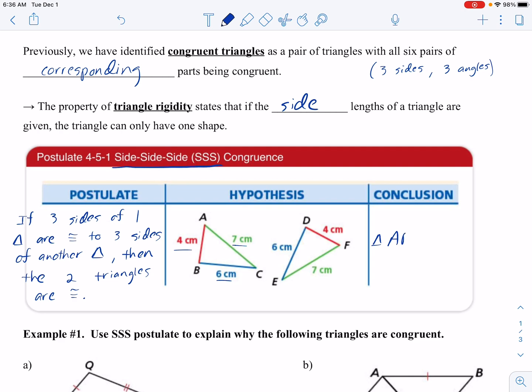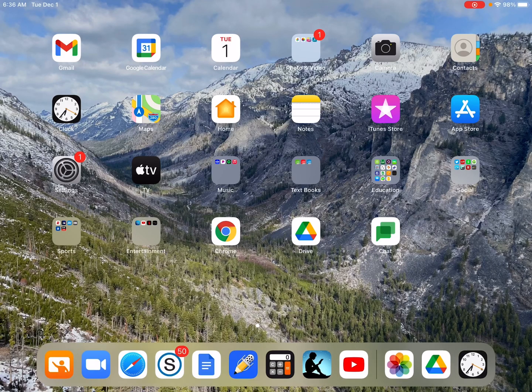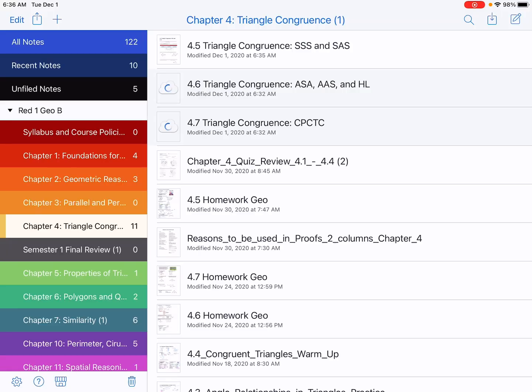Okay, 3 congruent corresponding sides is enough to prove that the 2 triangles are congruent, and then we could state triangle ABC is congruent. Be careful with your congruent statement. If A is in between the 4 and the 7, it needs to correspond to the F, so we would say F, and then B is between the 4 and 6.